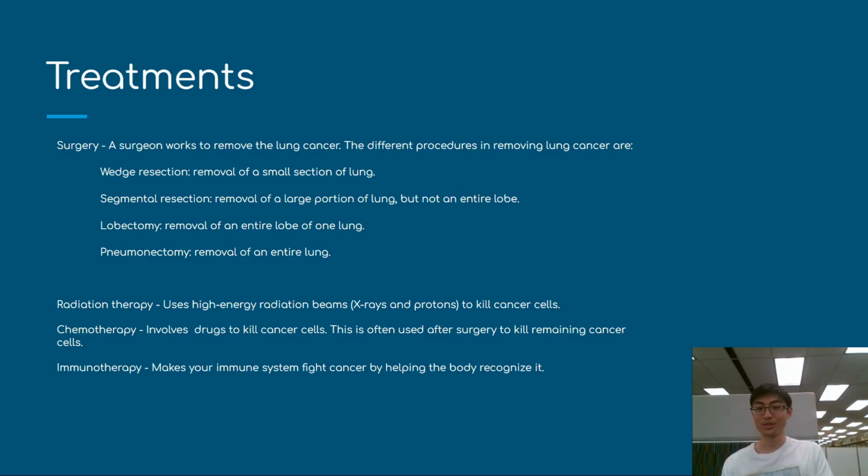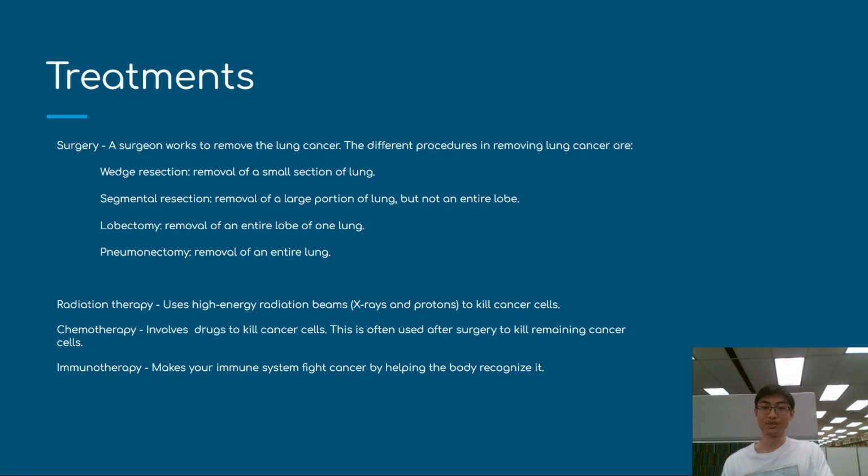These are treatments for lung cancer: surgery, radiation therapy, chemotherapy, and immunotherapy. Surgery is having a surgeon work to remove the lung cancer.